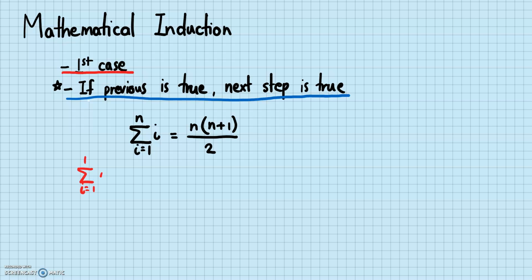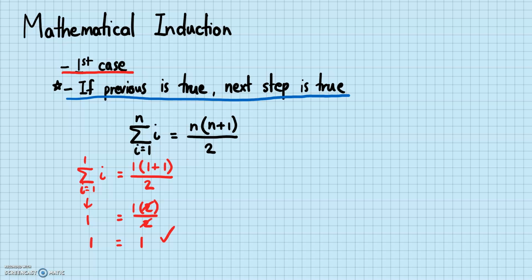When n equals 1, is this true? I'm just substituting 1 for n everywhere, so that's going to be 1 times 1 plus 1 over 2. Let's see what we get on the left side. That just means we're adding all the numbers from 1 until 1, right? So that's just going to be 1. On the right side here, I have 1 times 2 over 2. The 2's are going to cancel, so I just have 1. I have 1 equals 1 here. So it's true for the case when n equals 1.